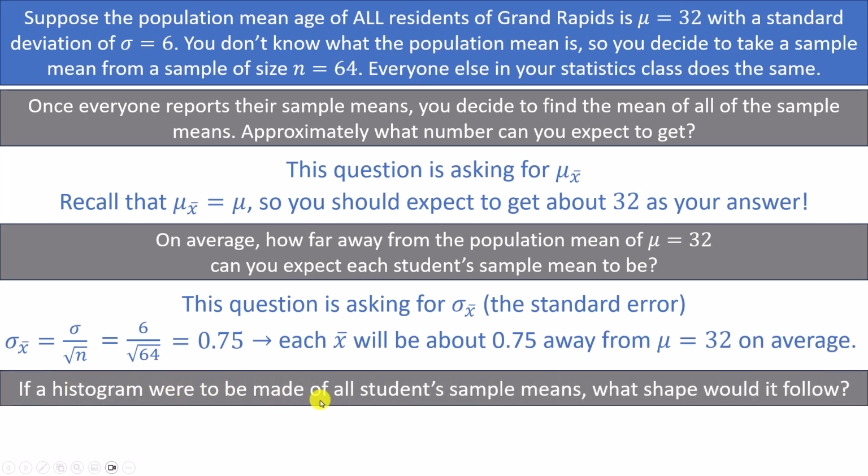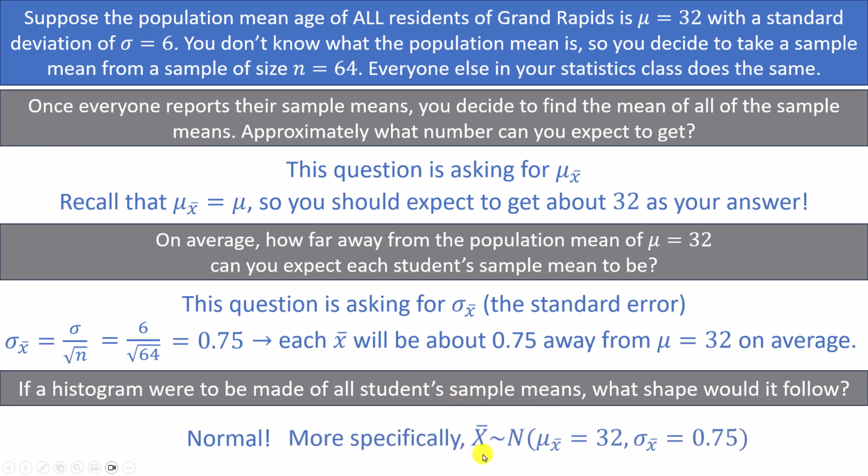All right, we have one last question. If a histogram were to be made of all students' sample means, what shape would it follow? Well, of course, the answer is going to be normal based on the central limit theorem. We have to have met at least one of two conditions. Either the initial distribution had to follow a normal distribution, which we aren't really told, or we have to have a sample size of at least 30. In this case, our sample size is at least 30. We have a sample size of 64, so we are able to state that we have a normal distribution for our sample means. More specifically, we can say that the sample mean follows a normal distribution with a mean of 32 and a standard deviation of 0.75.